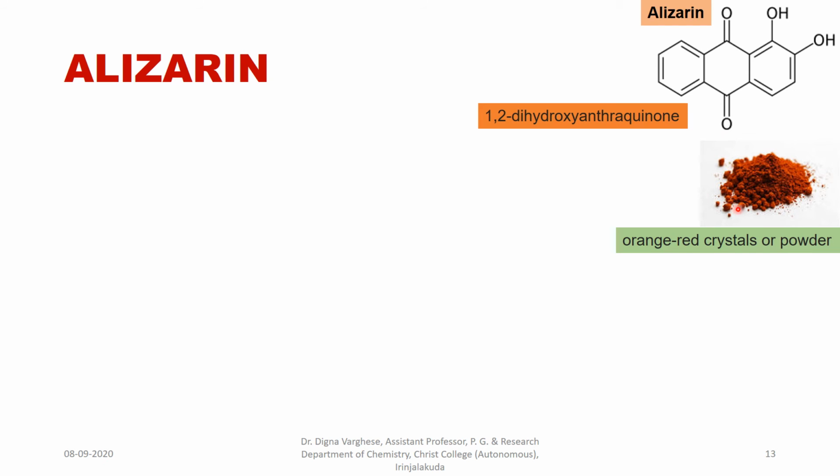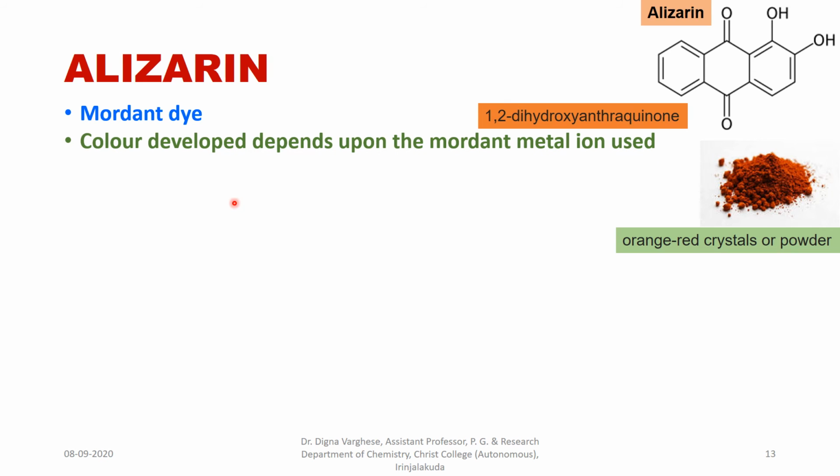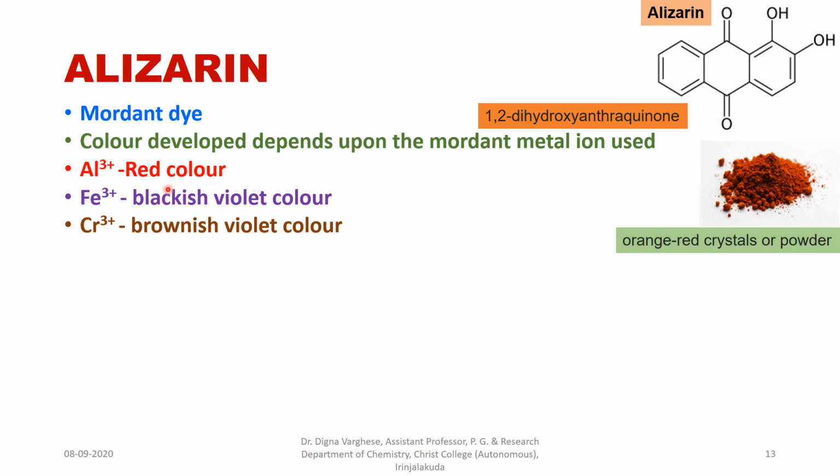Its appearance is orange red crystals or powder. Alizarin is a mordant dye. The color developed depends on the mordant metal ion used, because it has a poor affinity, or a weak attraction, to the fabric. Aluminium ion forms a mordant metal complex to give red color. If iron 3 plus is used, blackish violet color.